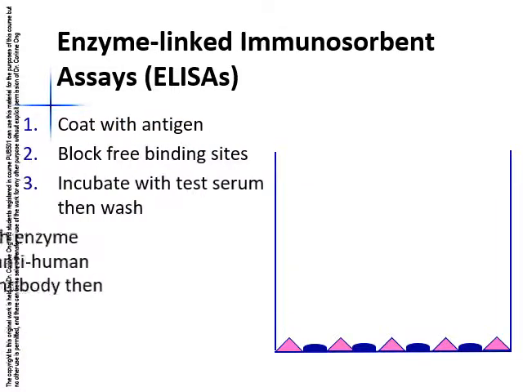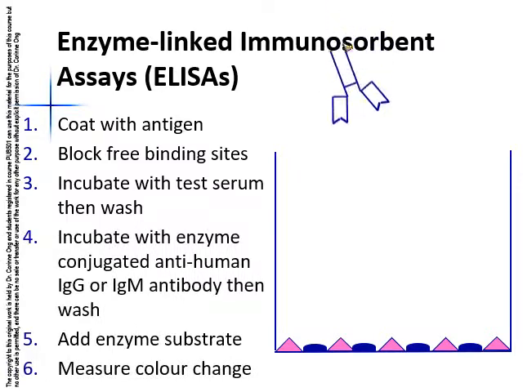In step 3, wells are then incubated with test serum, usually for an hour at 37 degrees Celsius or body temperature, to allow any antibodies that might be present to bind to the antigens. They're then washed thoroughly to remove any unbound antibodies. These are antibodies that bind to other antigens and are therefore not relevant to the test. They may also interfere with the test.